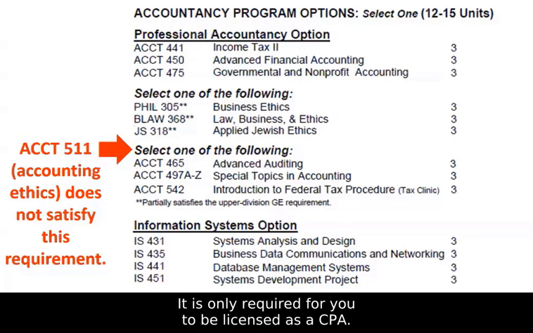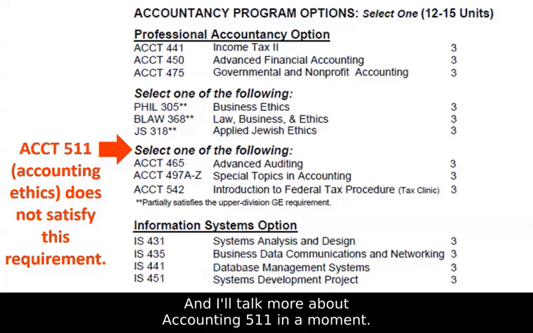It is only required for you to be licensed as a CPA. And I'll talk more about Accounting 511 in a moment.